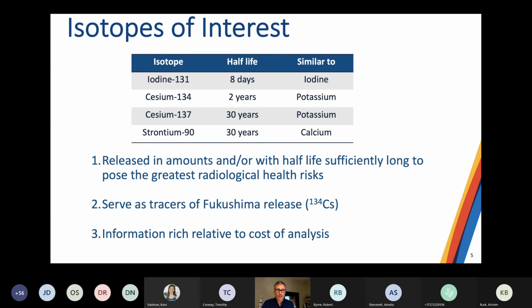And because we can measure cesium along with potassium, for example, using gamma spectrometry, it's information rich. It gives us a lot of information for a simple analysis. So with the cost of these analyses factored in, we get a good information-to-cost ratio there.